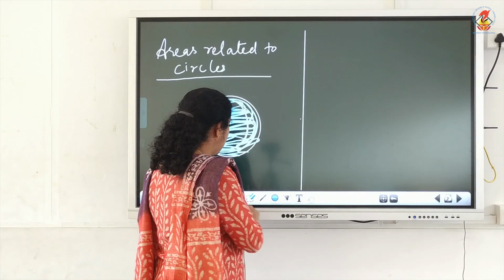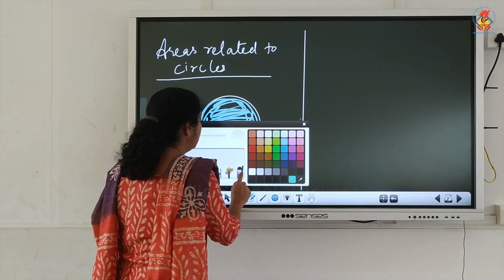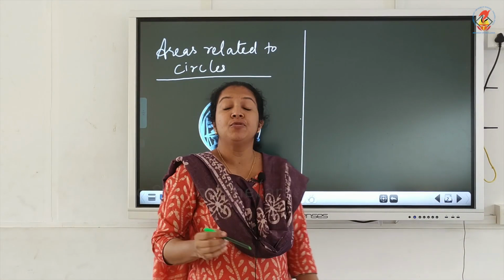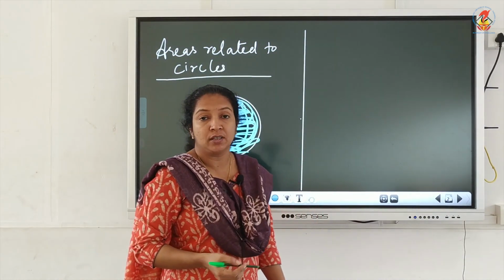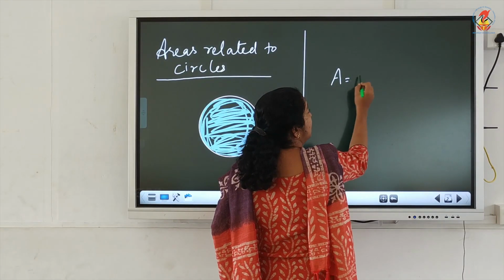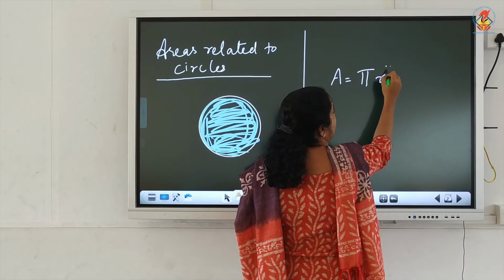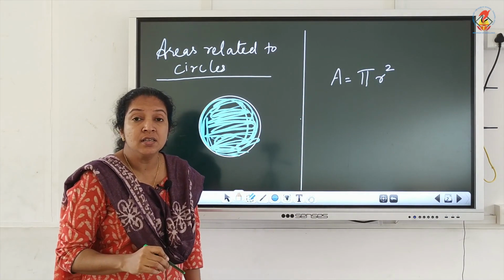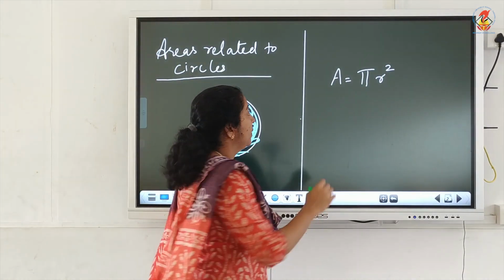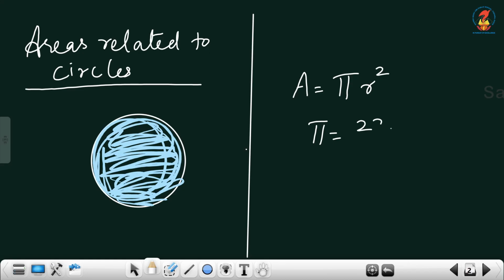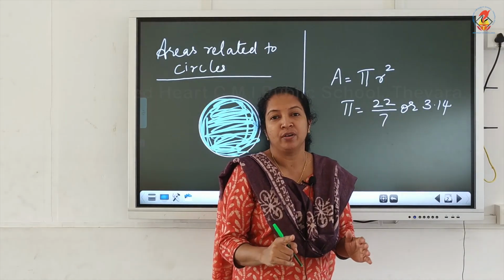So, what is the formula to find the area of a circle? Area is equal to pi r square, where r is the radius of the circle and pi can take values 22 by 7 or 3.14. If the value is not given, you have to use 22 by 7. If it is given as 3.14, then only you have to use 3.14.